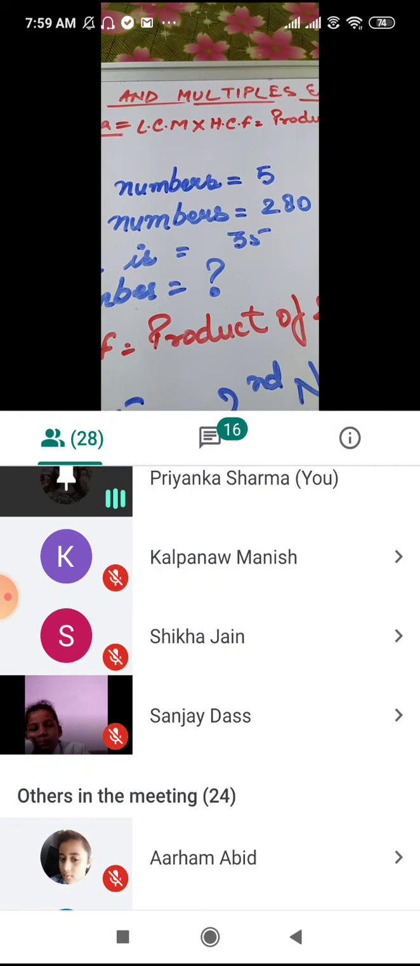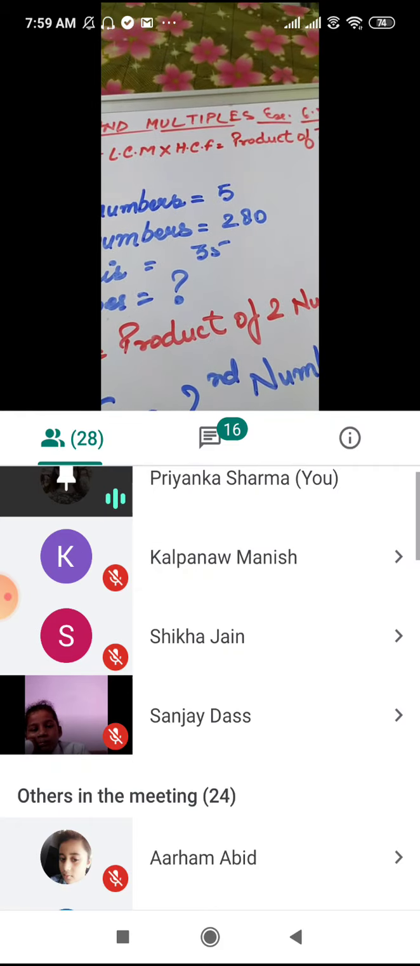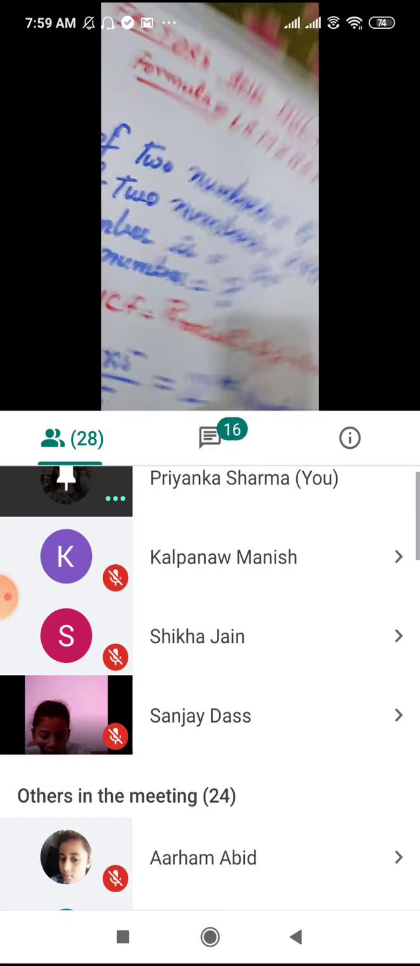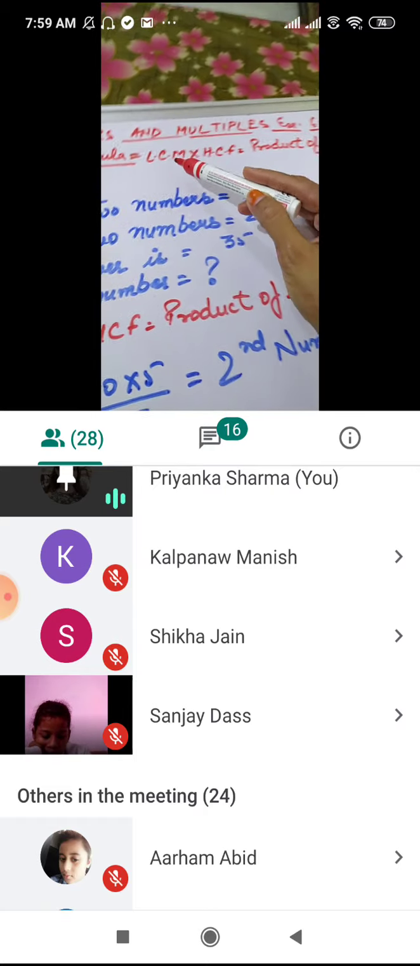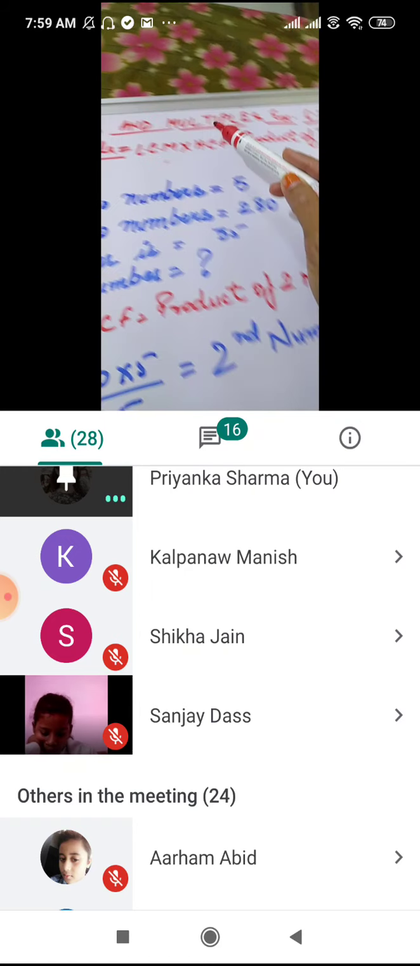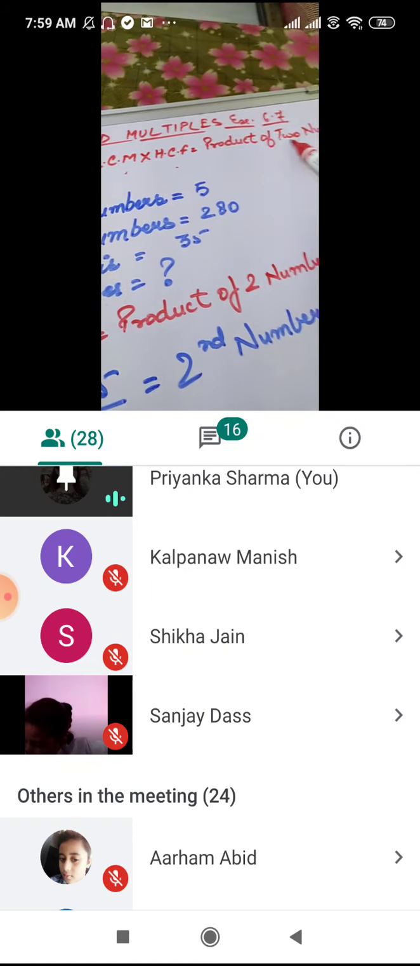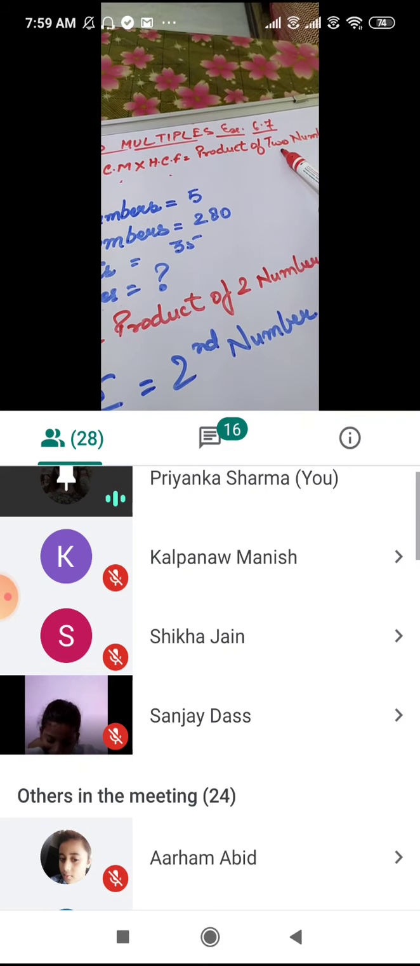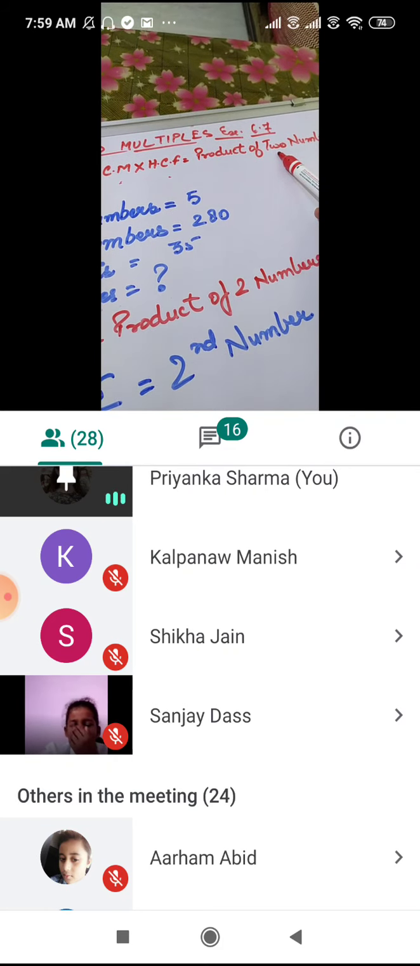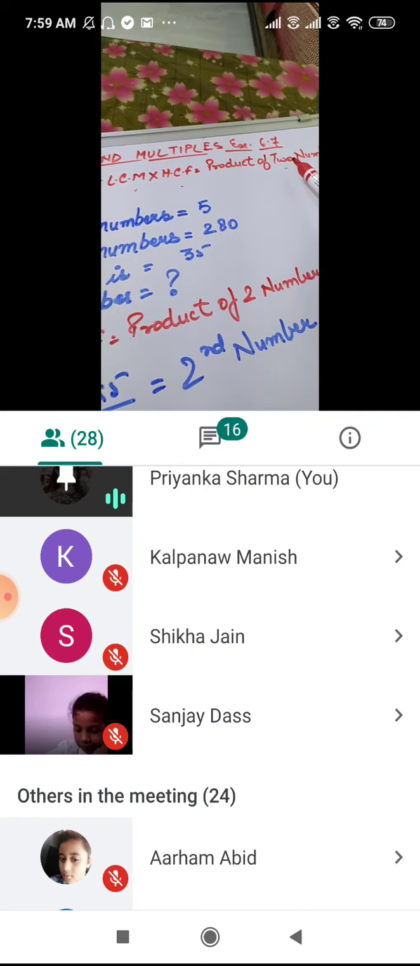So in the question, LCM is given. This means this LCM is given to you in the question. Then HCF is given to you. And out of two numbers, one number is given to you. And what is asked? The other number is asked. Now read the question again.